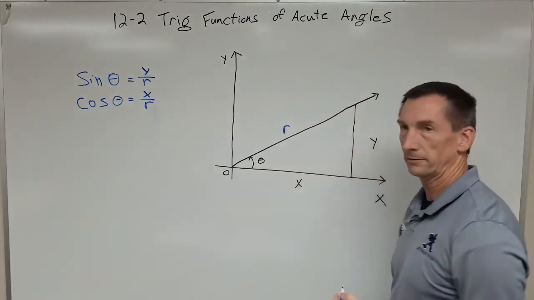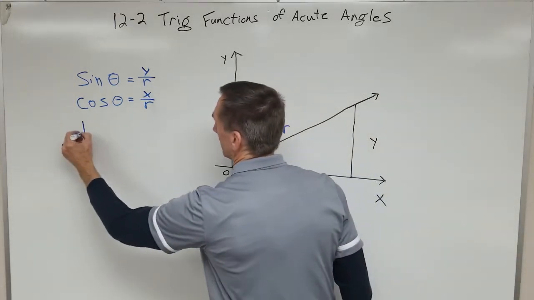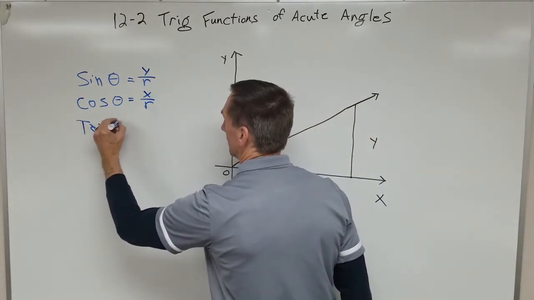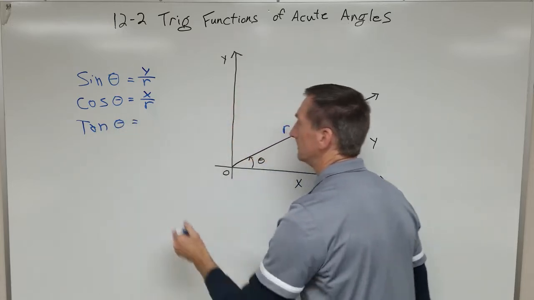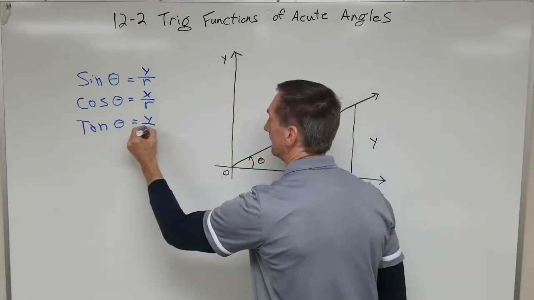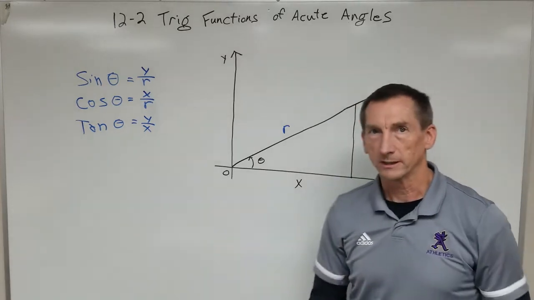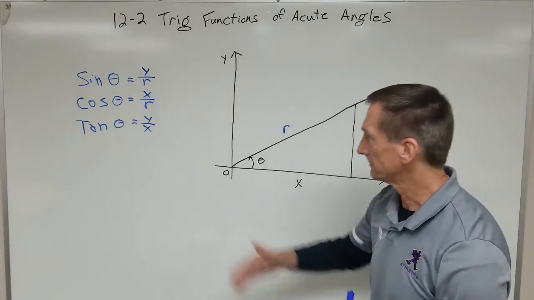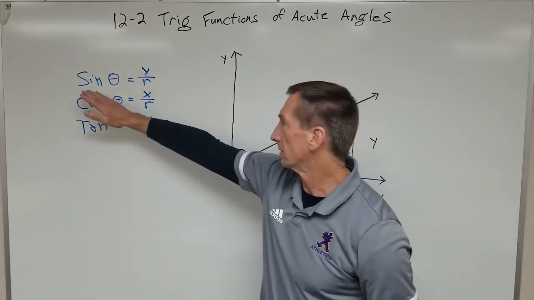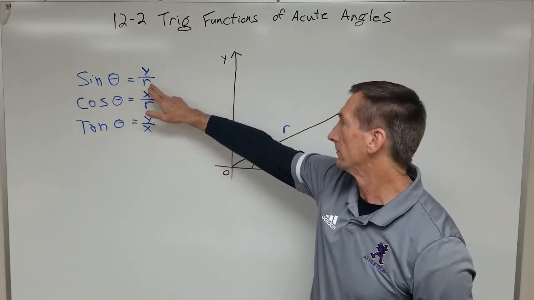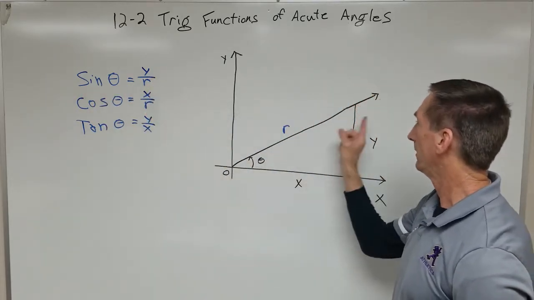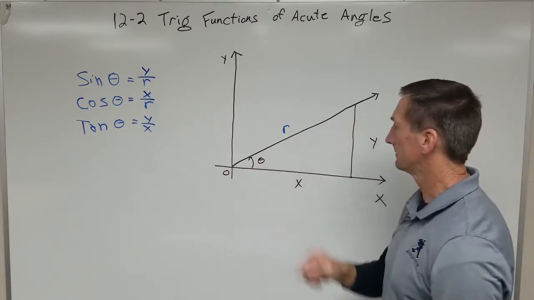And of course, our friend tangent. Tangent of theta, which is y over x. You may be familiar with the phrase SOHCAHTOA, and that's basically what we have here. Opposite over hypotenuse, the hypotenuse of a triangle, that gives us the radius.